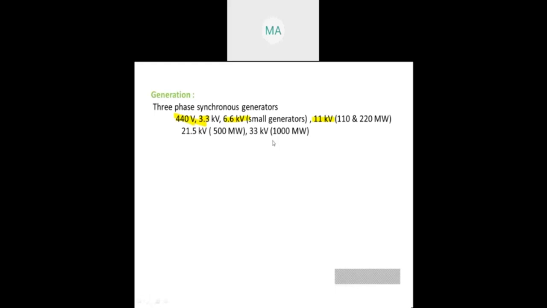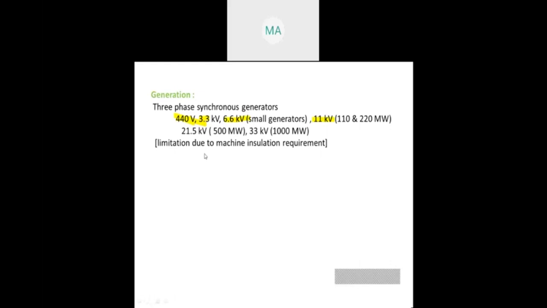If the voltage increases, the current will also increase. And because the voltage is increased, some insulation is required. That insulation will be provided by these topics.